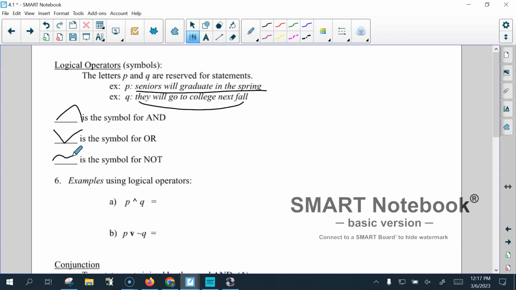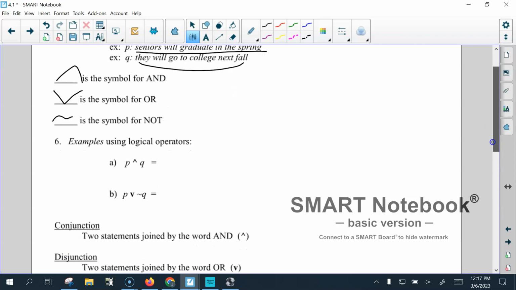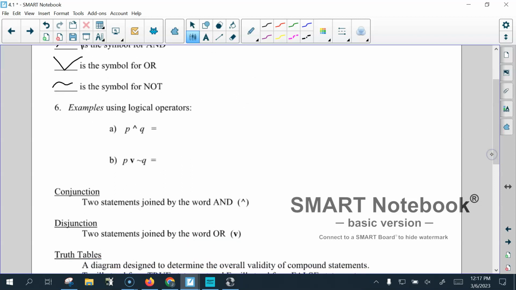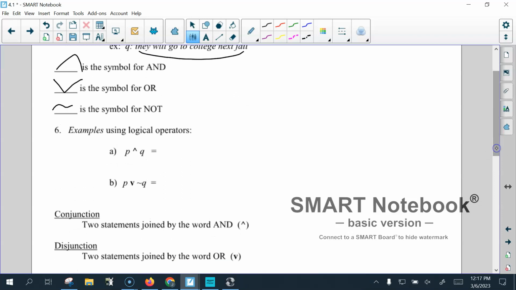Okay, which is also confusing because previously in math we would use a tilde for approximately. Well, here it means not. Okay, so P raised the roof caret Q. That means and, right? This thing right here means and, all right?